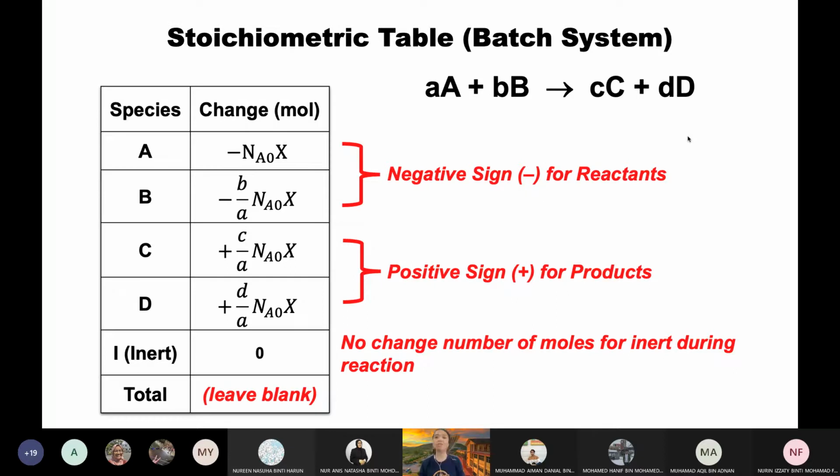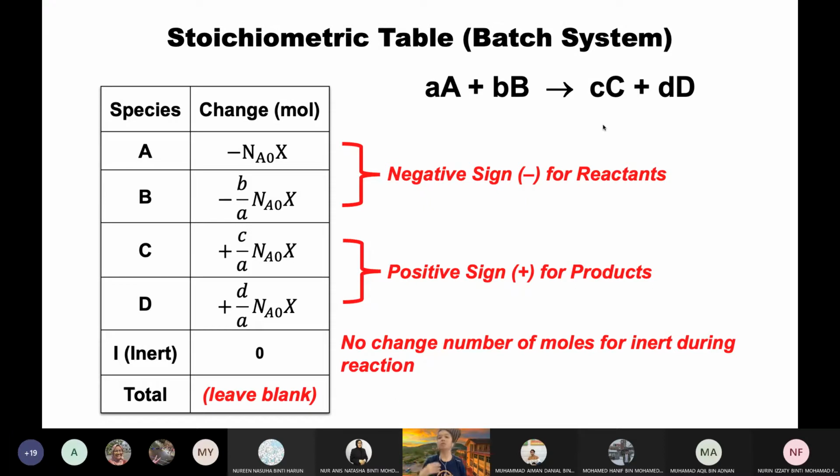So for your product akan menjadi positif. So positif, how much? Kalau C become positive C per A and A0 X. So the C per A is your stoichiometric coefficient again. So now you look pula kat compound C, berapa dia punya stoichiometric coefficient. Bahagi dengan compound A punya stoichiometric coefficient, you multiply with NA0 X. So same dengan D pun sama. So again positif juga. Dan positif D per A, okay, multiply with the NA0 X.